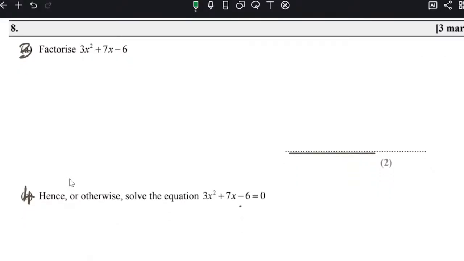Now, we go to the next one. They say factorize 3x squared plus 7x minus 6. We are born for this class. What do you do when you're factorizing? You multiply this first by this last and put on a T. Because this is quadratic. It's a quadratic trinomial. So you say 3 by negative 6.